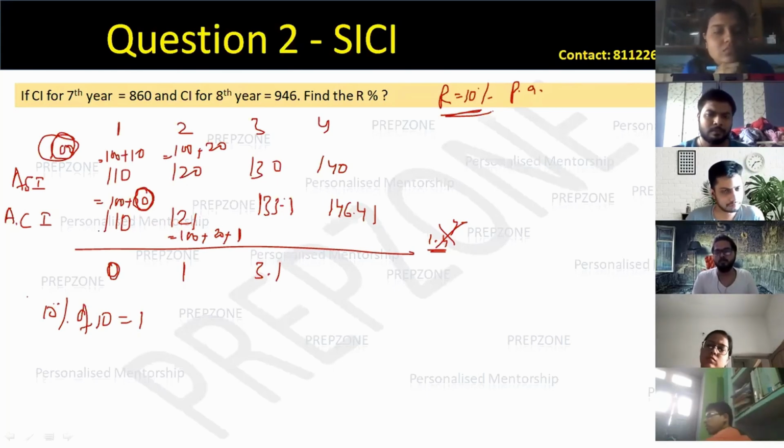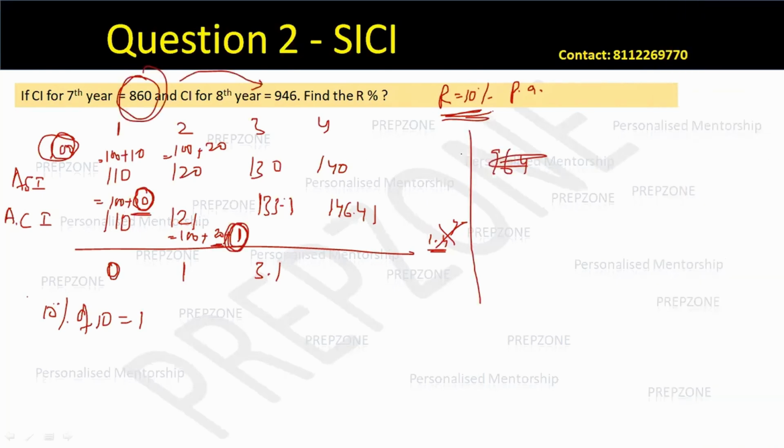Again, a very basic concept, but this is what we'll try to use in this question. It is nothing but these two consecutive years given. You know, what is the difference between them? 946 minus 860, which is nothing but ₹86, right? And next year's compound interest will be nothing but the previous year's compound interest, on top of which R% should be added, right?